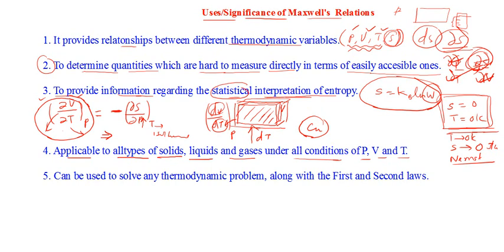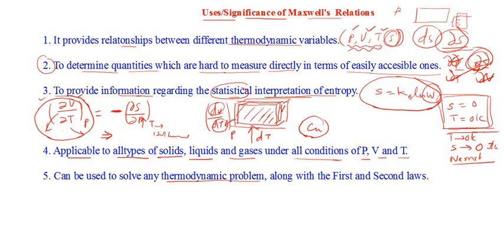Okay, now the fourth one we have already discussed, and finally the fifth one: it can be used to solve any thermodynamic problem. There are a large number of thermodynamic problems which have to be solved theoretically. You have to explain a number of observations, the empirical results, by using theoretical background. So these equations will be of use to us in explaining a number of thermodynamic problems.